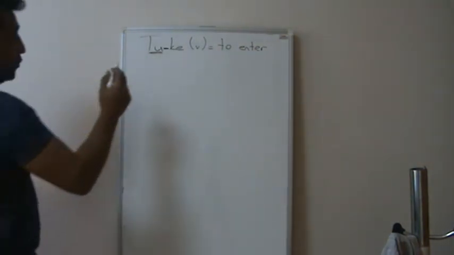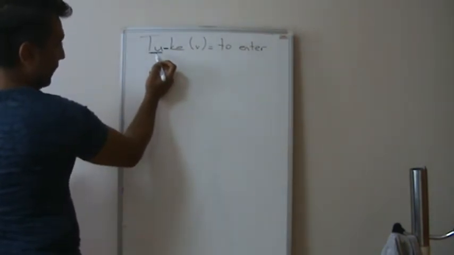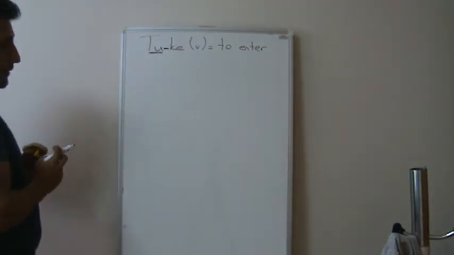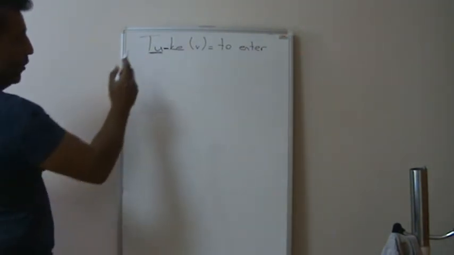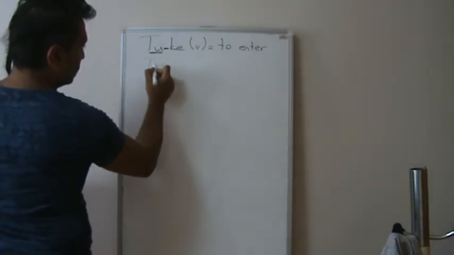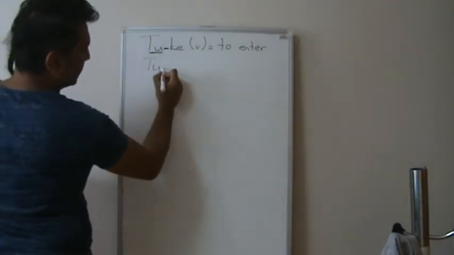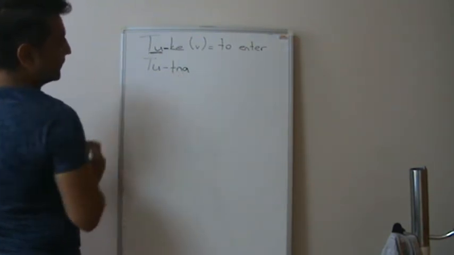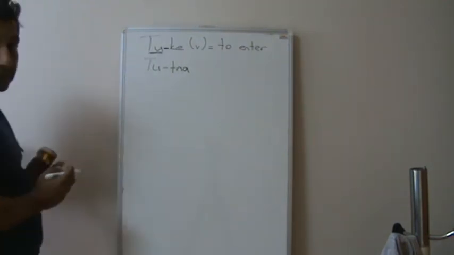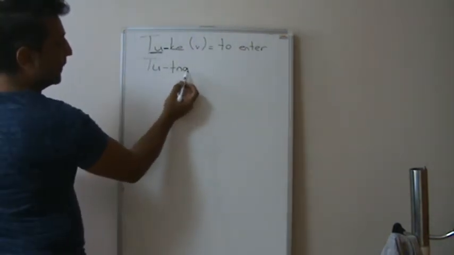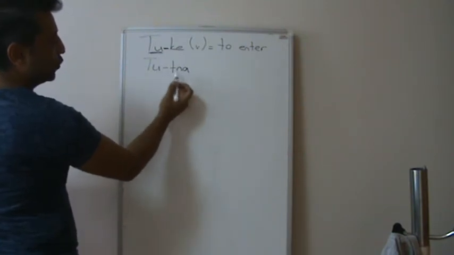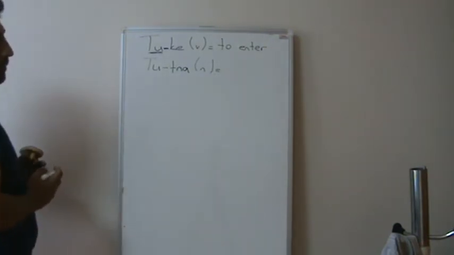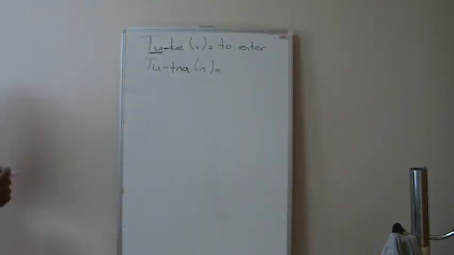And if we want to make this verb a noun, we simply add the tna suffix to the verb root. So this is the verb root, tu. We add tna, and it becomes tutna. It's a noun. Tutna means door.